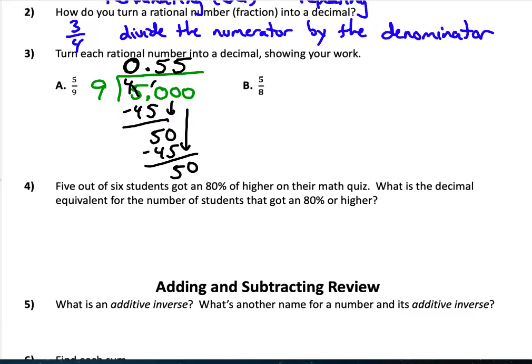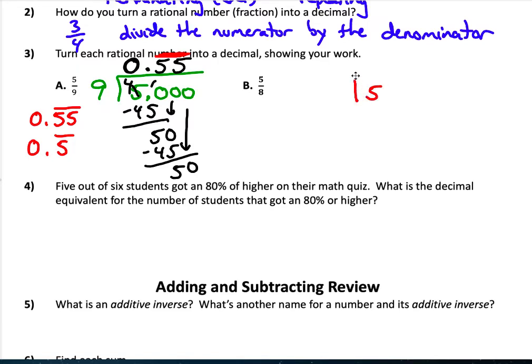So once we realize it's going to repeat, we can stop, and then we just put that bar over the top to show us that those 5s are going to keep repeating. So we got 0.55 repeated, which is really the same thing as 0.5 repeated. We're just going to get 5s over and over again. So how about the next one?